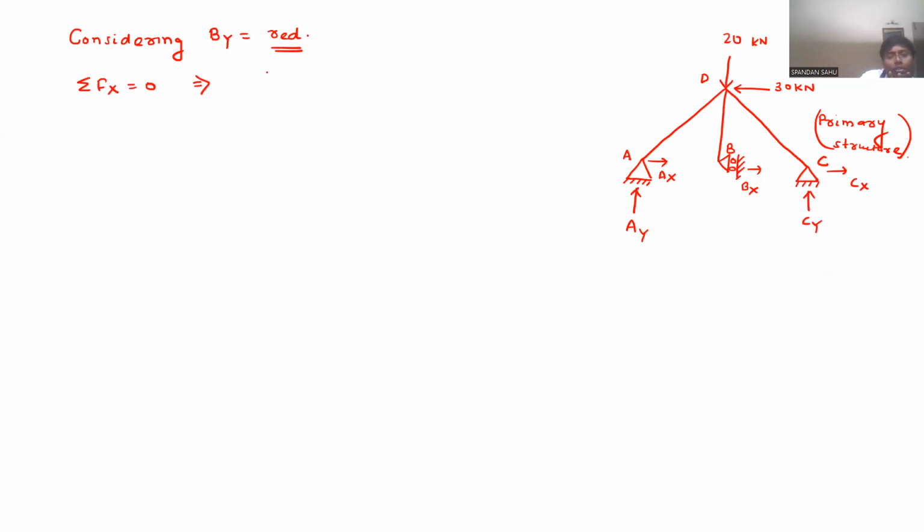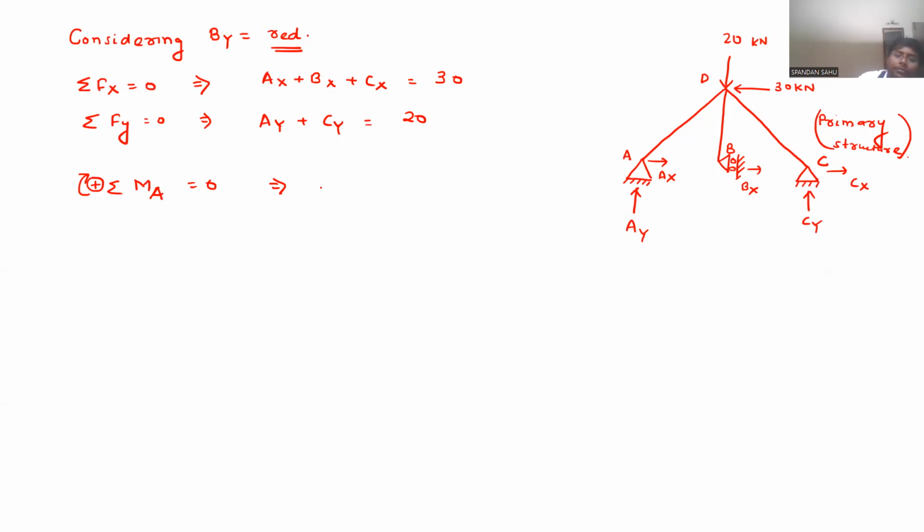Summation of Fx equal to 0: if you do, Ax plus Bx plus Cx equal to 30. Summation of Fy equal to 0 will be Ay plus Cy equal to 20. Now let us take summation of moment about point C or A. Which point do you want? C or A? Let us now take A. Now tell me the equation when we write summation of moment about point A.